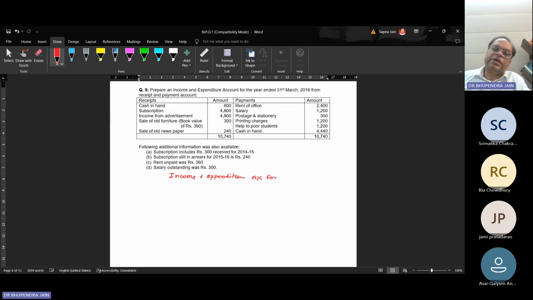Income and expenditure account for the year ending 31st of March 2016.